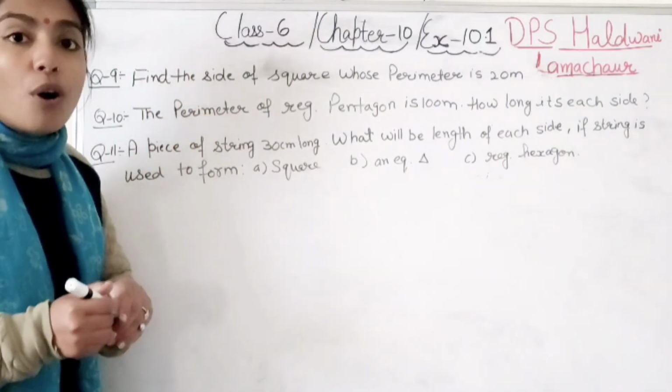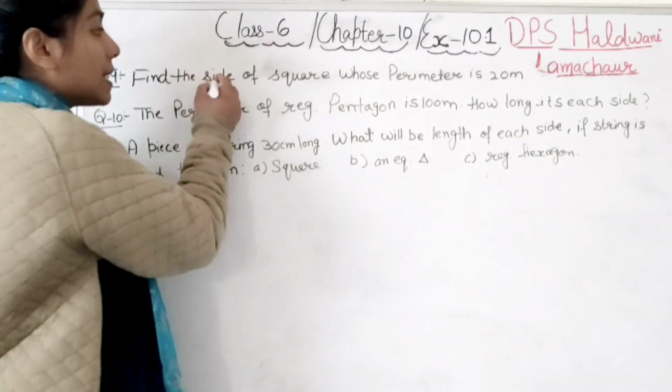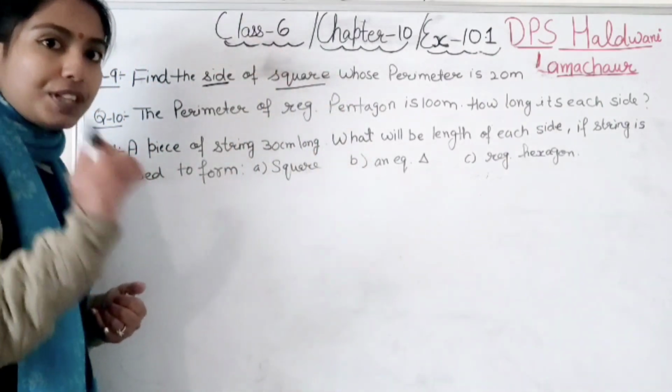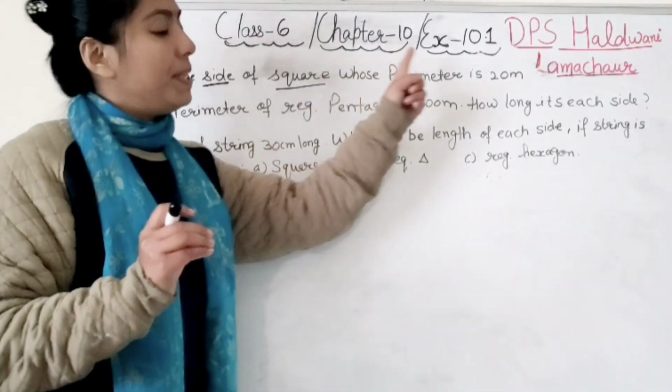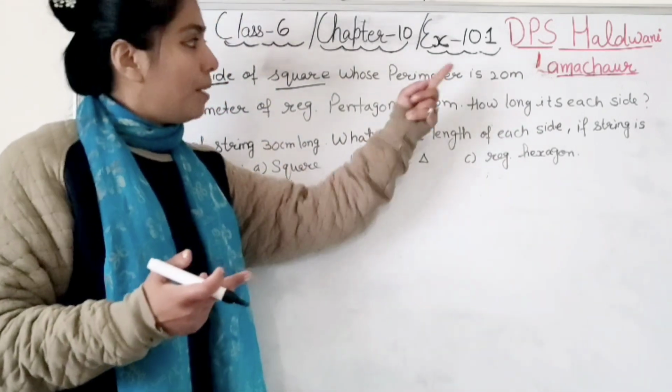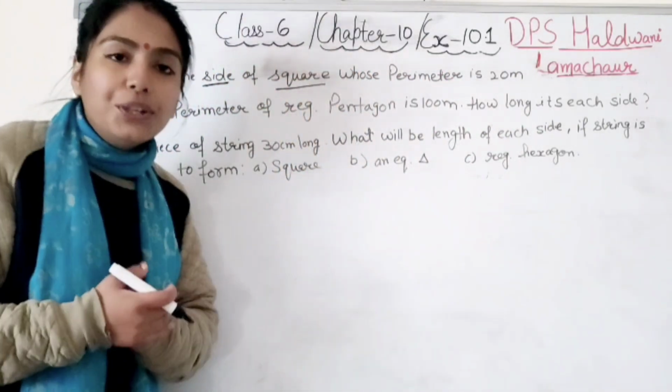Find the side of a square. Side you have to find out. Of which figure? Square. Which figure is this? Square. Whose perimeter is 20 meter. Now this question is just reverse. Here perimeter is given to you. Side you need to find out.